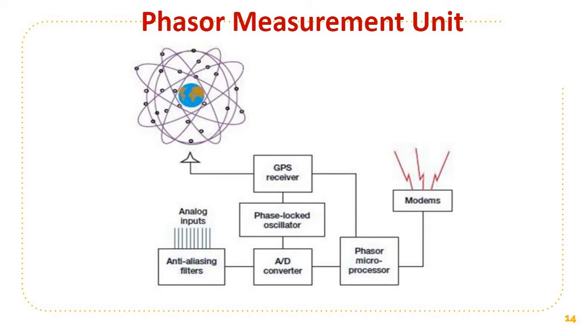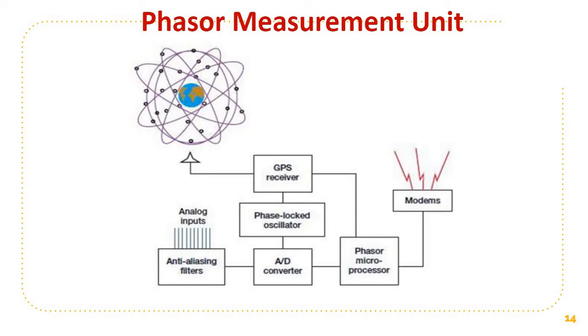Now coming to the phase lock oscillator, pulse signals from the satellite are phase locked with the sampling clock. The PLO divides the 1 pulse per second signal from GPS into the required number of pulses per second for sampling. When the phasors are time tagged, then we will refer to it as synchrophasors.